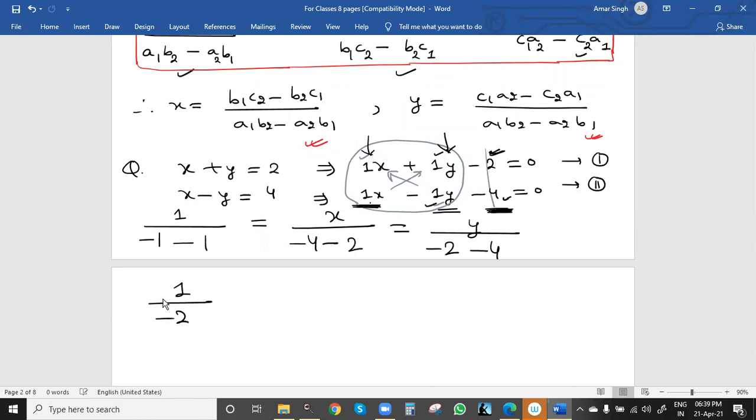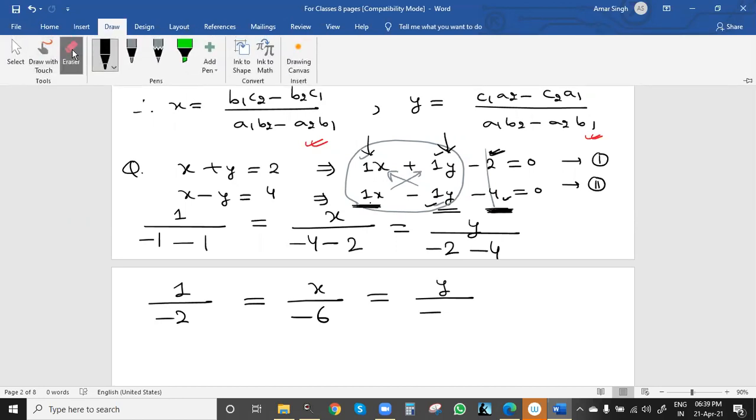So 1 by minus 2, we can solve x by minus 6 and y by, one second, 1 by minus 4. See, this will be plus, sorry. For the y value there is a mistake.